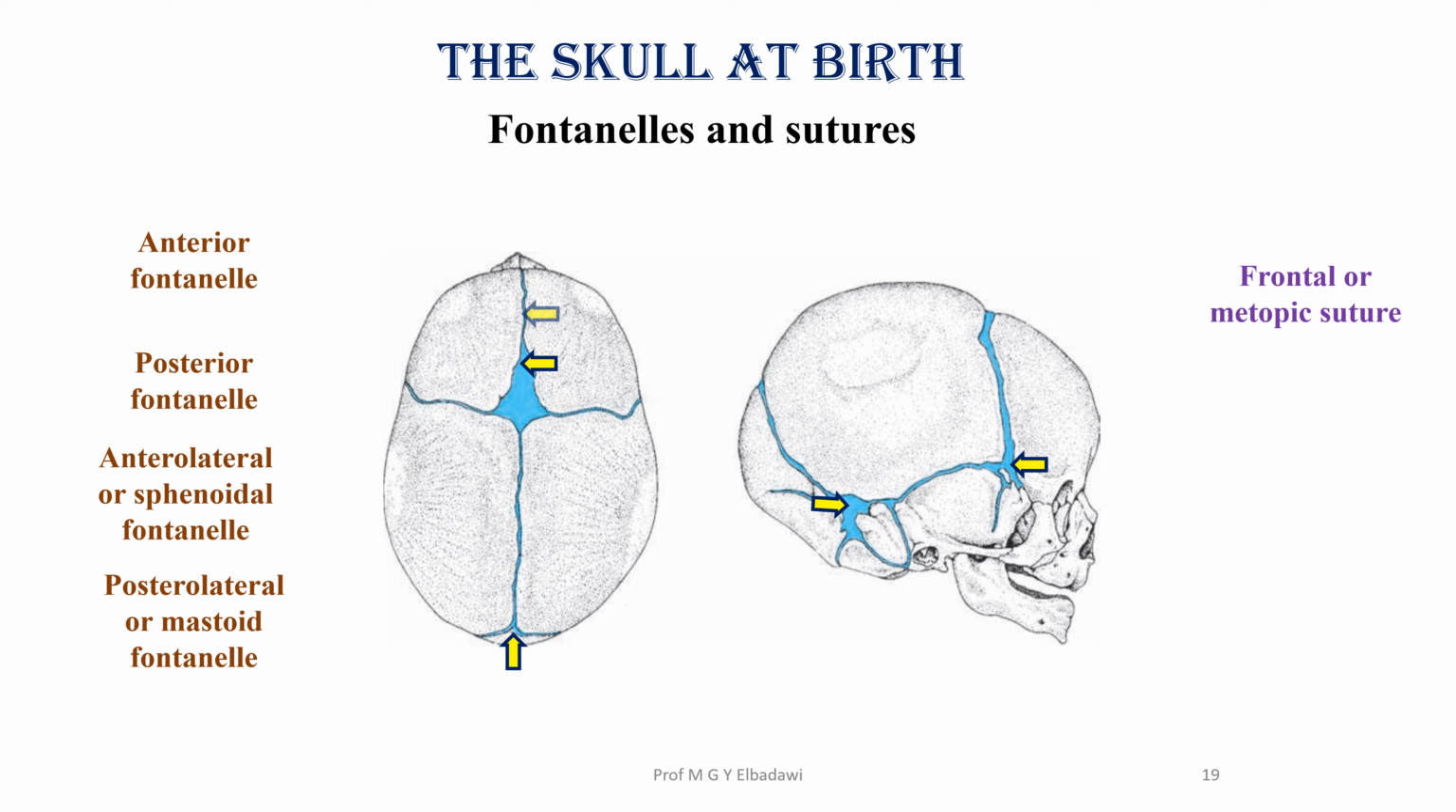The other sutures are the frontal, which is the metopic, and this disappears by the age of 2 years. It may persist in certain cases. The sagittal suture is this one here, between the two parietal bones. The lambdoid suture is between the occipital and the two parietal bones. The coronal suture is between the frontal and the two parietal bones. These are the main fontanelles and sutures at birth.